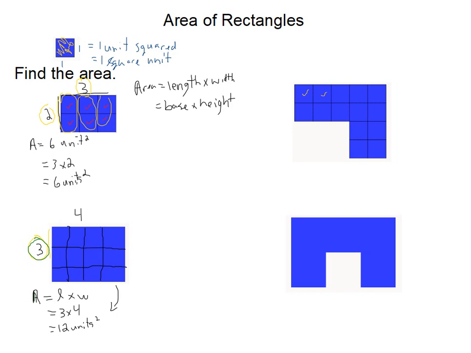1, 2, 3, 4, 5, 6, 7, 8, 9, 10. Maybe you'll see a pattern develop. And then we've got another 1, 2, 3, and 4 down here. So we had 10 on the top, 4 on the bottom. So we should get here that the area is equal to 14 square units.